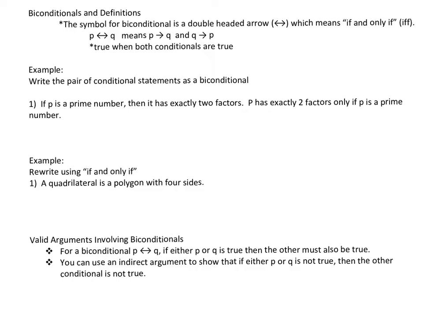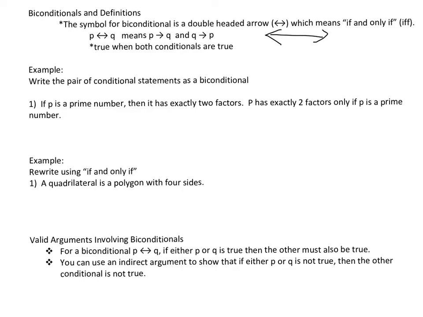So if you think about what biconditional means, we think like bicycle has two wheels, bi means two, so there must be two conditions for these types of statements. So the symbol for biconditional is a double-headed arrow, just like this one, which means if and only if. So P is true if and only if Q is true, which is kind of like saying if P then Q and if Q then P. So true only when both conditions are true. So there's two conditions in one statement.